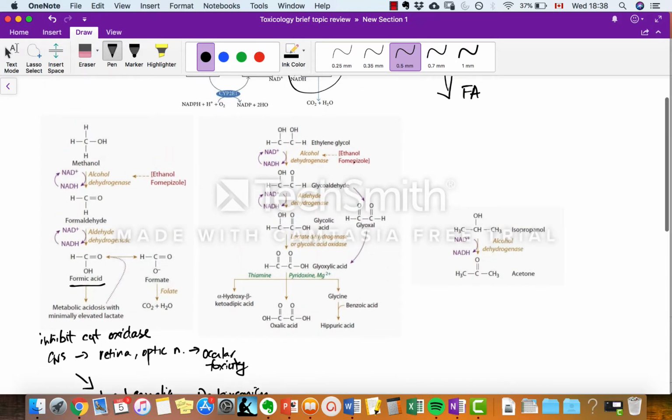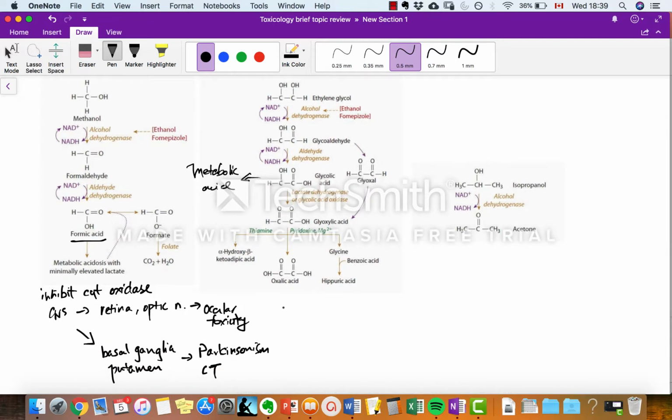For ethylene glycol, it's also metabolized by alcohol dehydrogenase into glycolaldehyde, and then that is metabolized by aldehyde dehydrogenase into glycolic acid. Glycolic acid is the main contributor to metabolic acidosis. Glycolic acid is further metabolized into glyoxylic acid and then oxalic acid. Oxalic acid is another major toxic metabolite here.